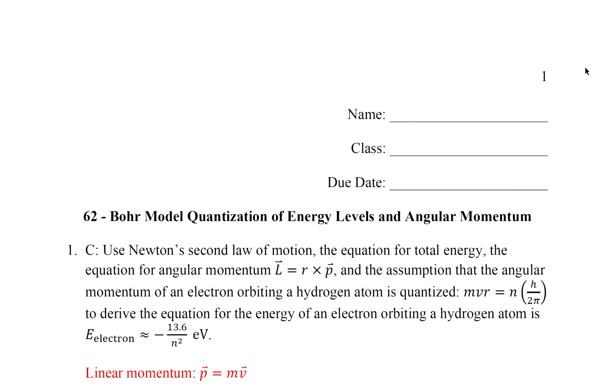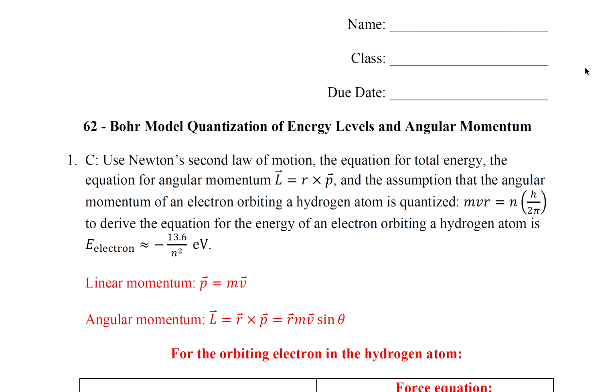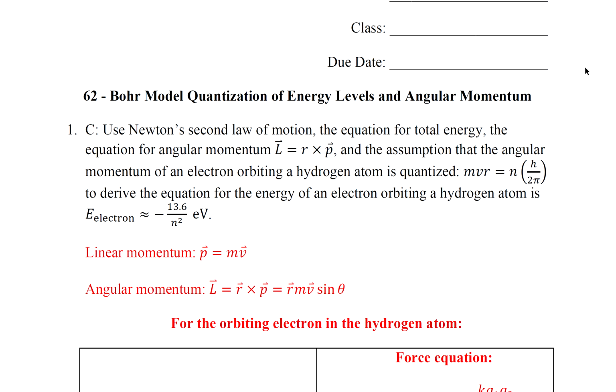This video is on the Bohr model, quantization of energy levels and angular momentum. Question number 1. Use Newton's second law of motion, the equation for total energy, the equation for angular momentum, and the assumption that the angular momentum of an electron orbiting a hydrogen atom is quantized to derive the equation for the energy of an electron orbiting a hydrogen atom.